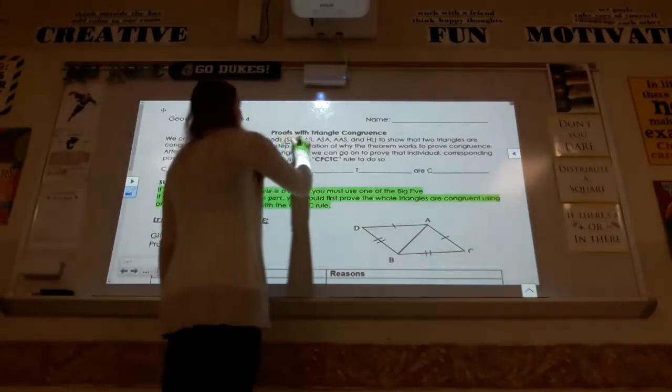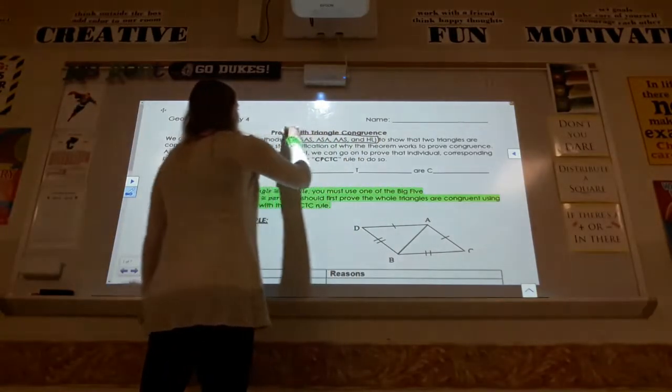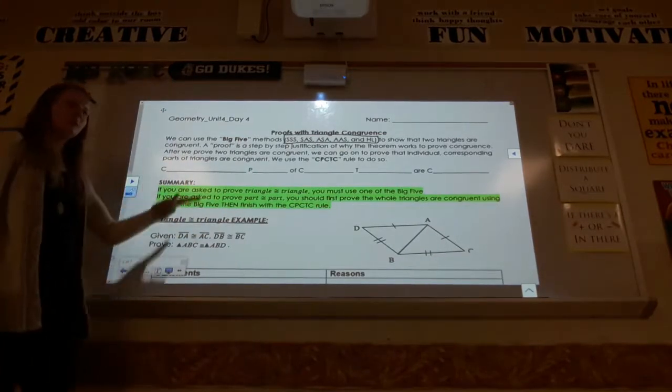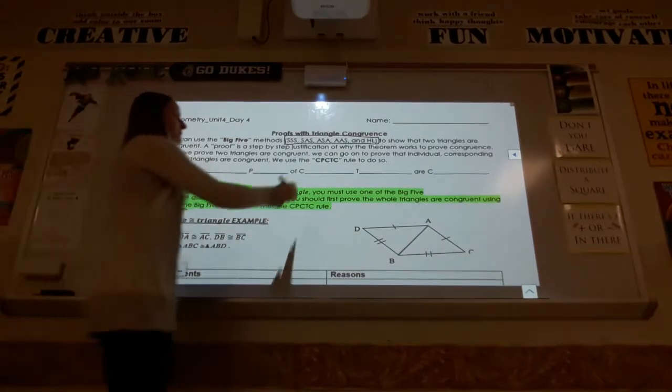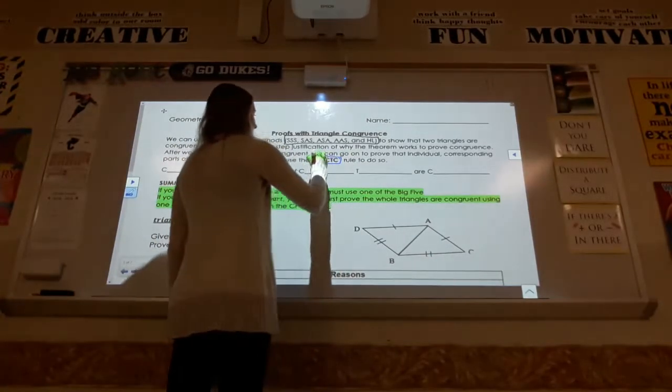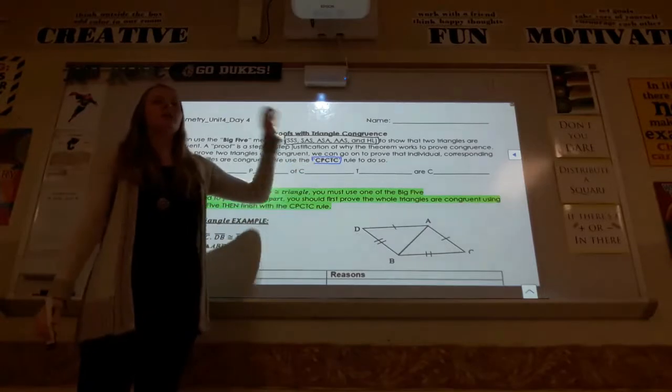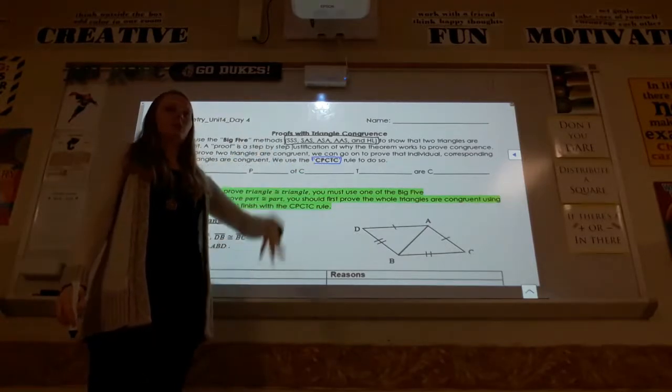We're going to be using any of those rules that we've talked about so far. So we've talked about all five, so any of them are up for grabs in these proofs. We're also going to be introducing another rule called the CPCTC. I believe I included all of these and this on that little piece of paper I gave you, the reasons for proofs thing.